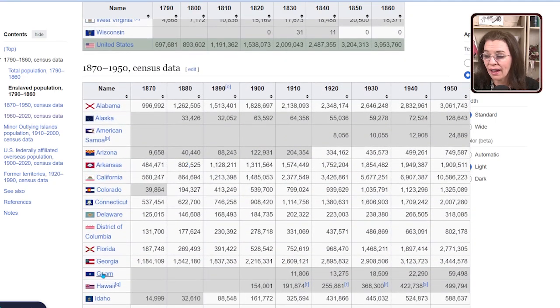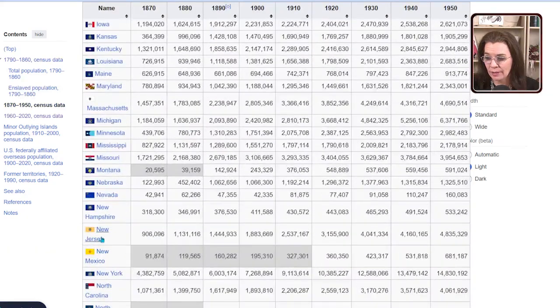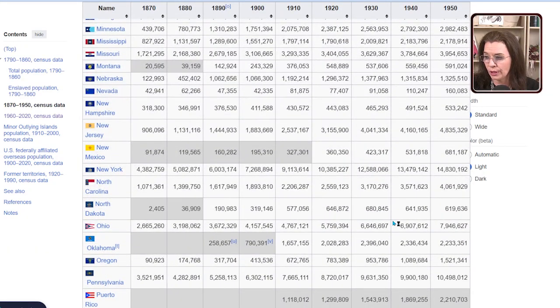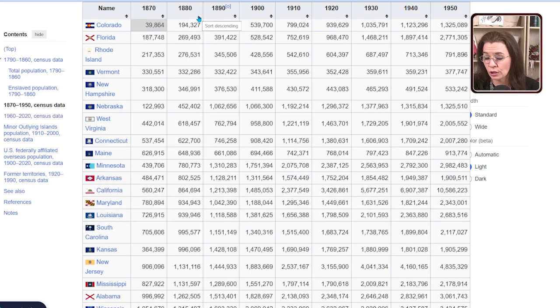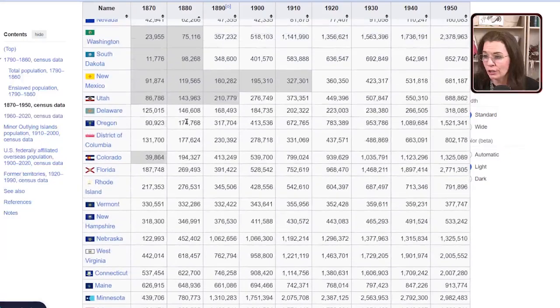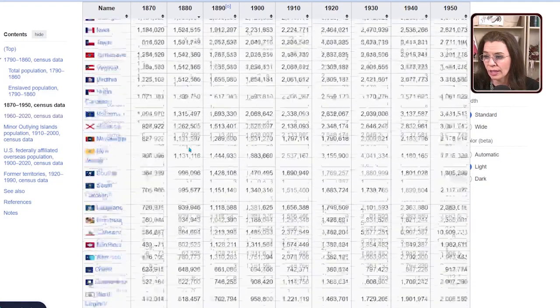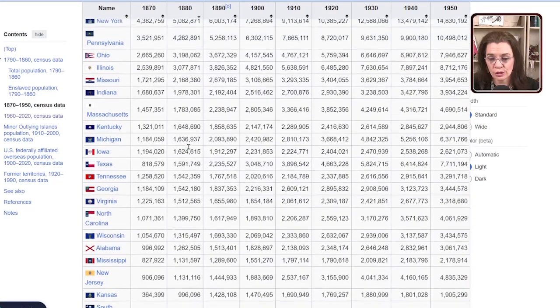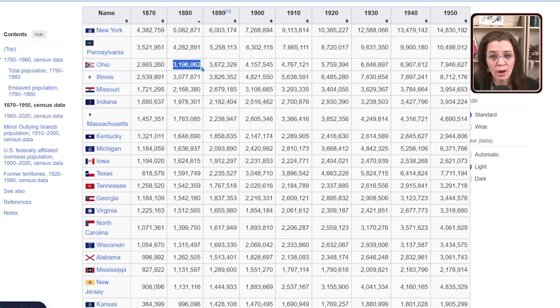Now, instead of just looking at the list and coming down to Ohio and going across and seeing 1880 and having your answer, what I really like about this website is you can sort the numbers by largest to smallest and smallest to largest. Initially it does smallest to largest, and then you can do largest to smallest. And wow, Ohio was the third largest state in the United States in 1880.